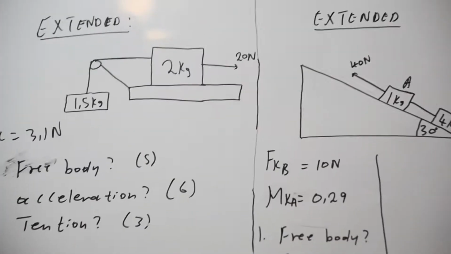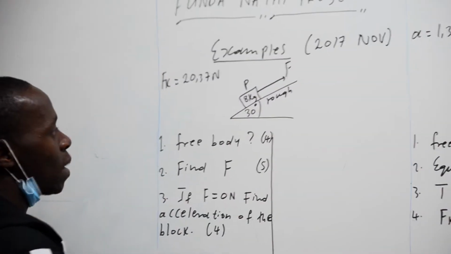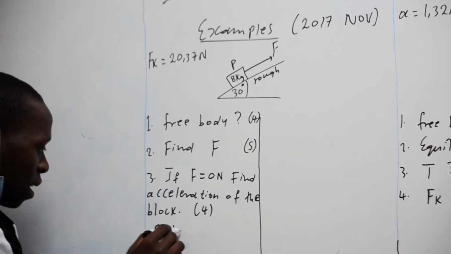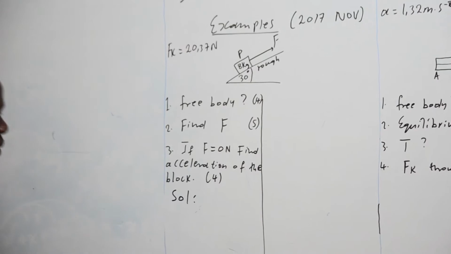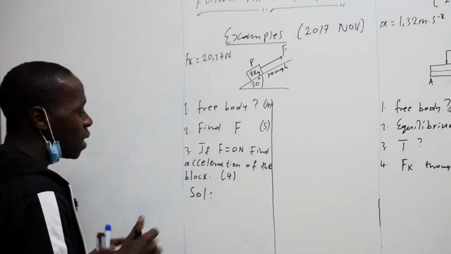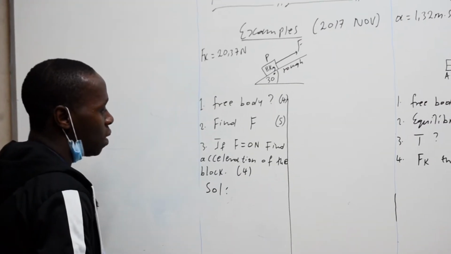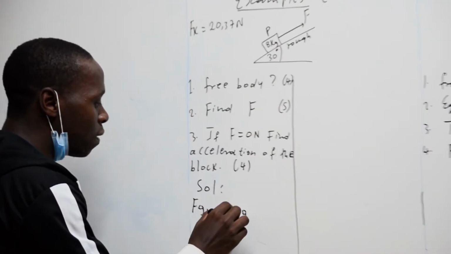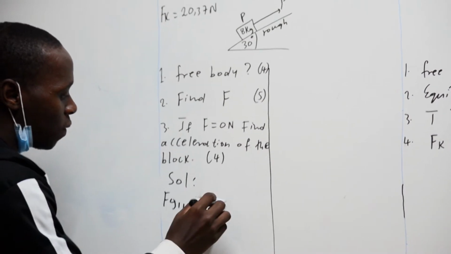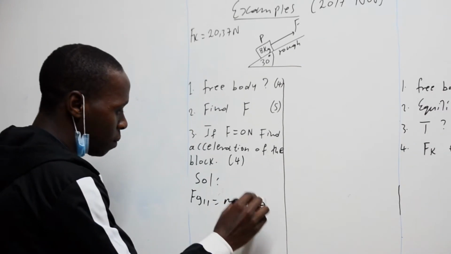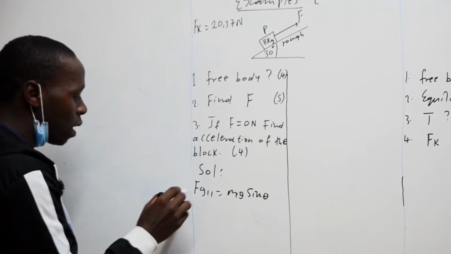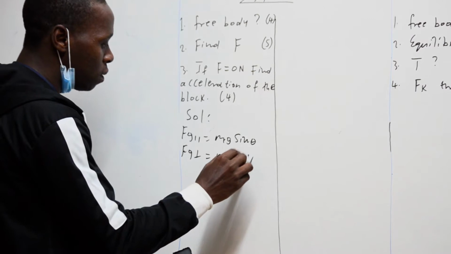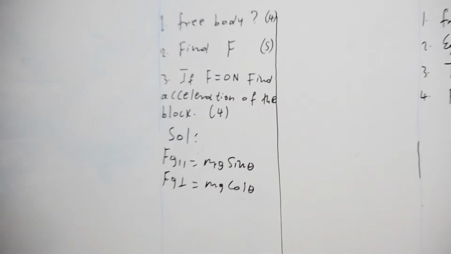Now let's come to number 1. Number 1, we are given a diagram with an incline. So here, in our solutions, I'll solve that way. On the incline, there are 2 forces which you have to consider. FG parallel, we have to know the equation, it's mg sine theta, from gravity. You have to know the equation. And FG perpendicular is mg cos theta. So those are the equations for the incline.